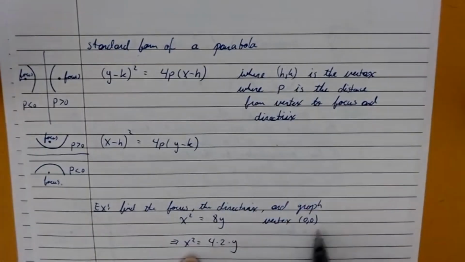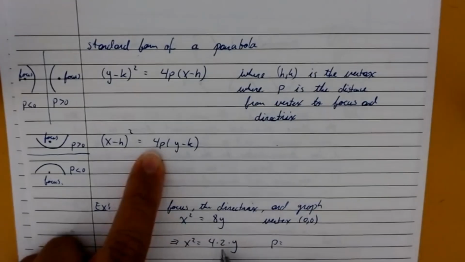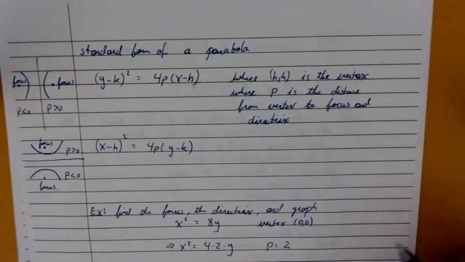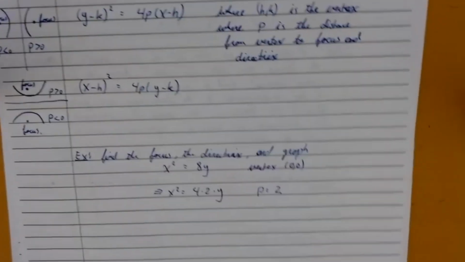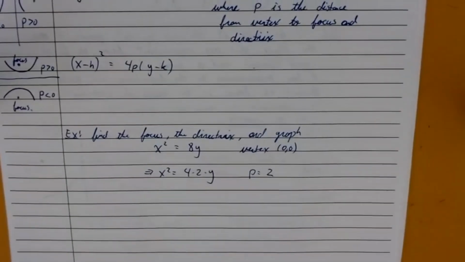Oh, okay, so now we have our vertex, but now we know that p is the number that's being multiplied by 4 to give us the coefficient. In other words, that's the number 2. So this gives us enough to graph our focus, our directrix, and create our graph.